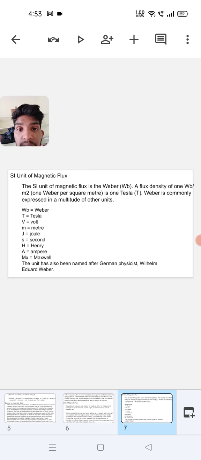Wb is equal to Weber. T is equal to Tesla. V is equal to volt. M is equal to meter. J is equal to joule. S is equal to second. H is equal to Henry. A is equal to ampere. Mx is equal to Maxwell.